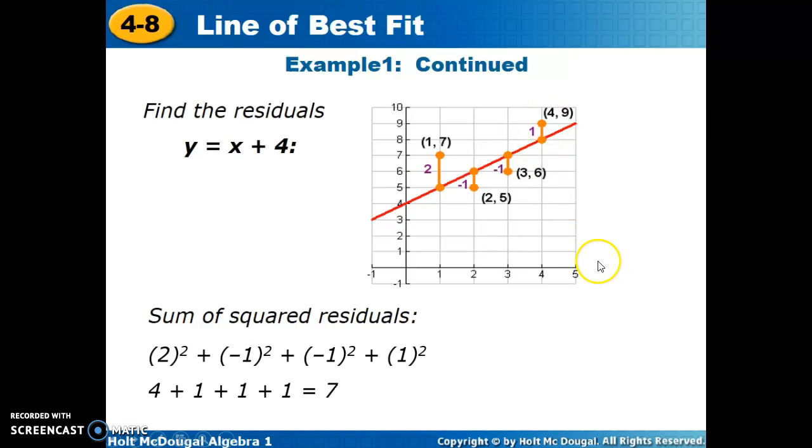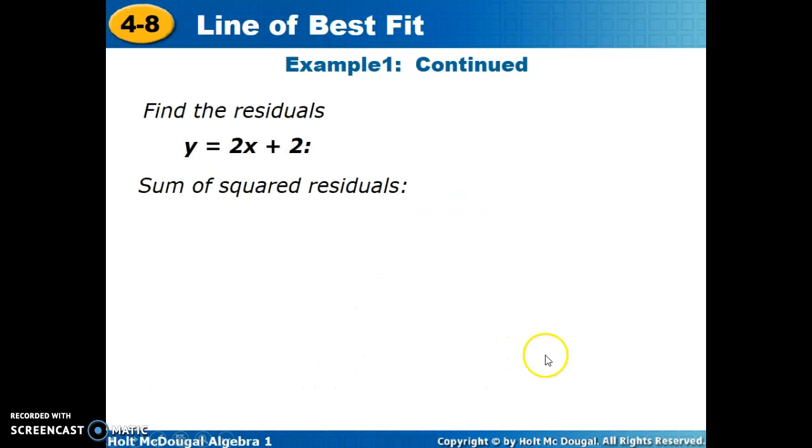We're going to square those values. That's why it's called the sum of squared residuals. And we're going to add those up. This sum is what we're interested in. We're going to compare it to the other one, and the lowest sum will be the better fit.